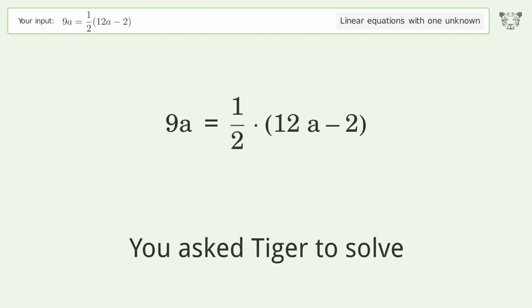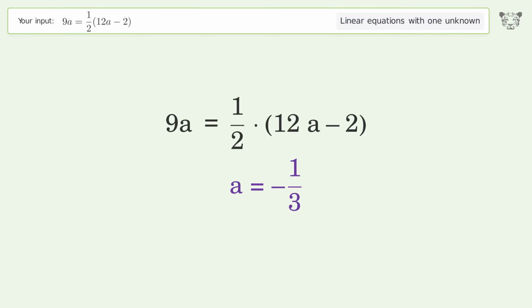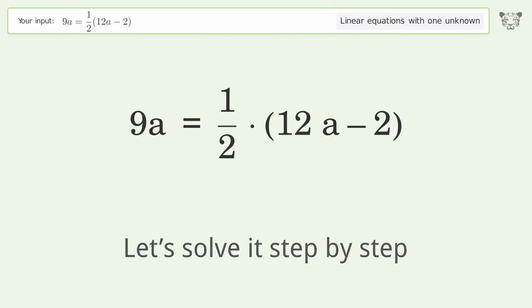You ask Tiger to solve. This deals with linear equations with one unknown. The final result is a equals -1/3. Let's solve it step by step.